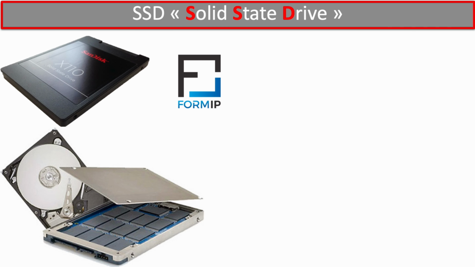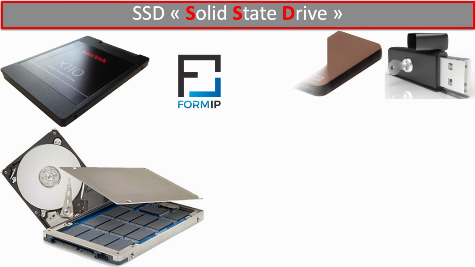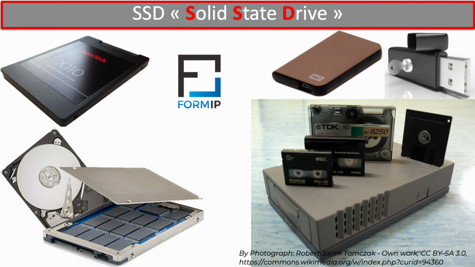We have just seen the types of disks that are stored inside a computer. There are also removable disks which allow them to be transported very easily as they connect to the outside of the computer. This can be, for example, USB flash drive, external hard drives or SSDs, or even the good old tape drive, which allows you to make backups.